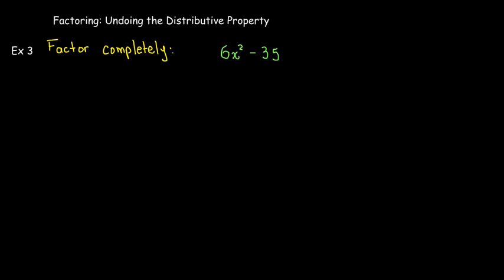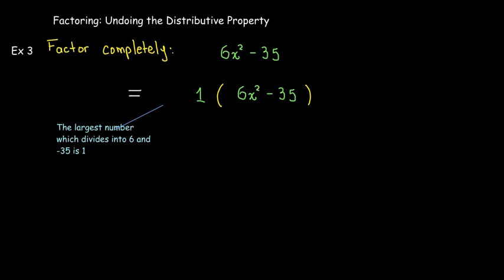All right, let's try to factor the binomial 6x squared minus 35. Well, the largest number that divides into both 6 and negative 35 is 1. That's it. And so 1 times anything is just going to be itself, so I'm just going to take 1 times 6x squared minus 35. And we call this type of polynomial prime because it really doesn't have a common factor besides 1 or negative 1.